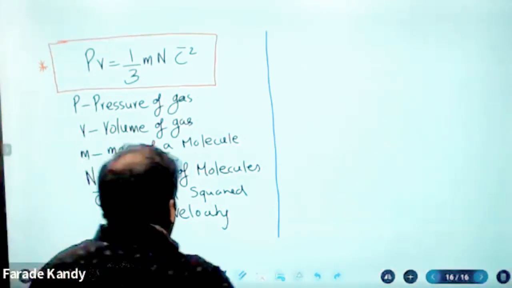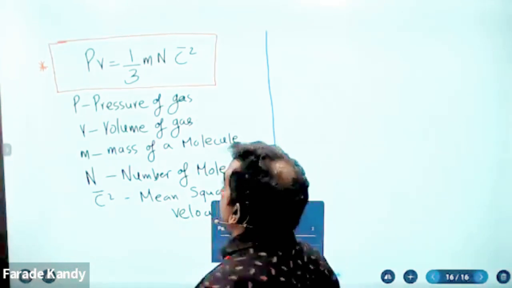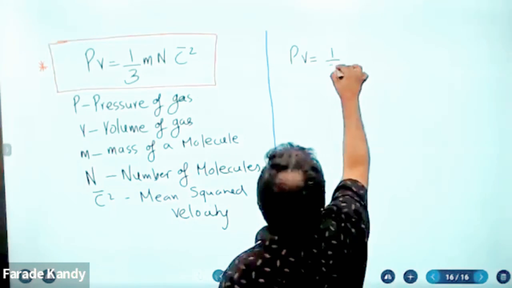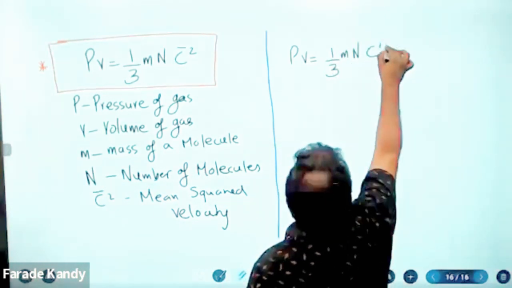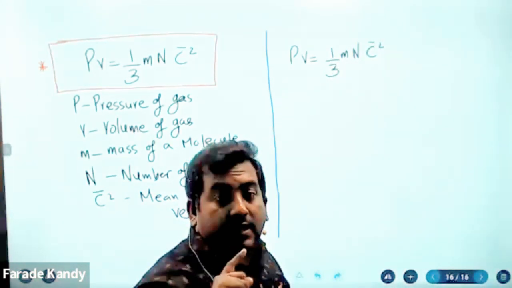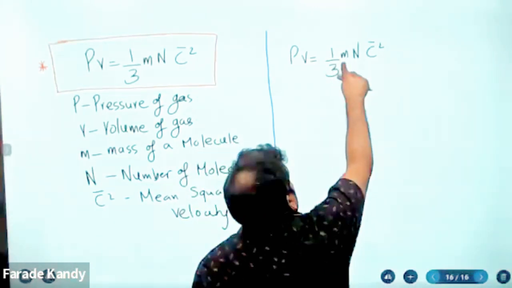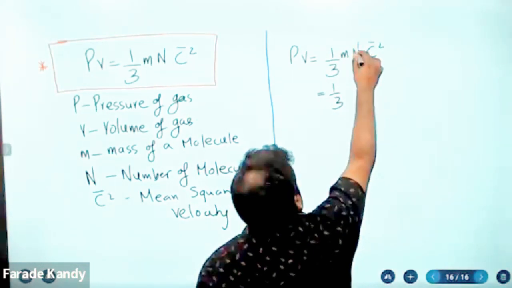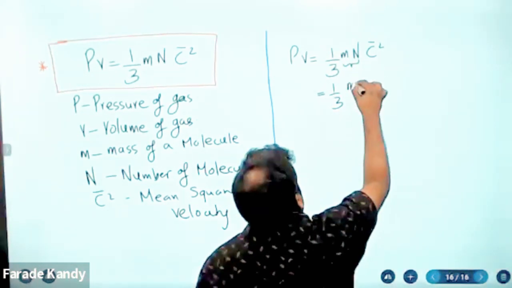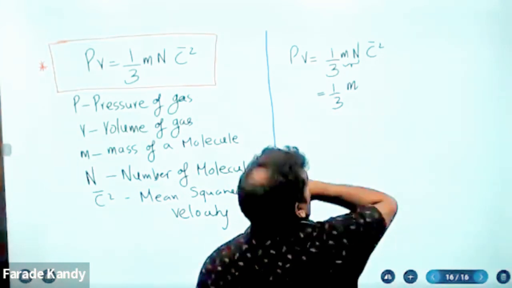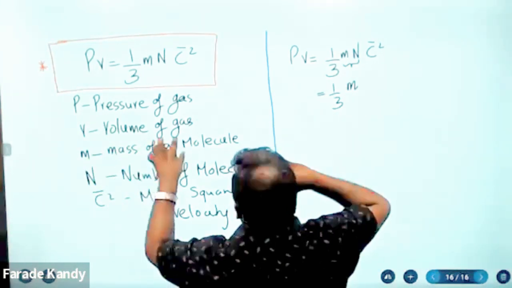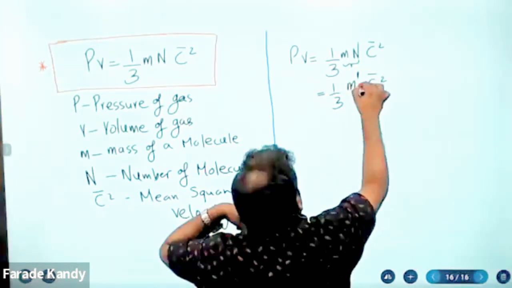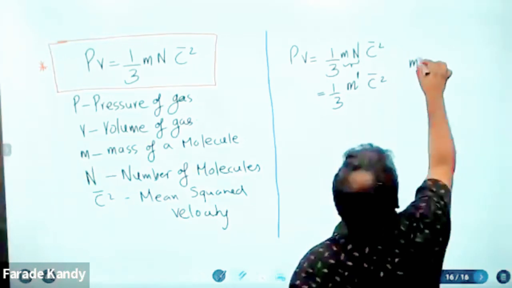Okay. Right. Please look at the board now. Look, PV equals 1/3 mnc squared bar. Mass of one molecule multiplied by number of molecules will give you mass of the gas. A simple m is mass of one molecule. Number of molecules will give me mass of gas. I will mark it as M dash. M dash is mass of gas.